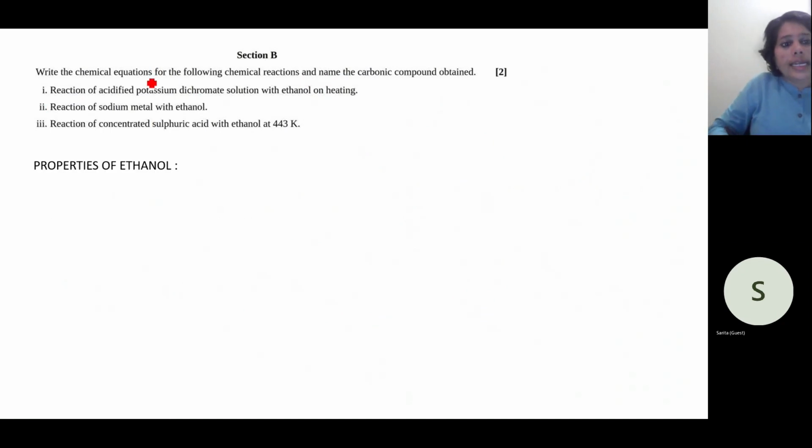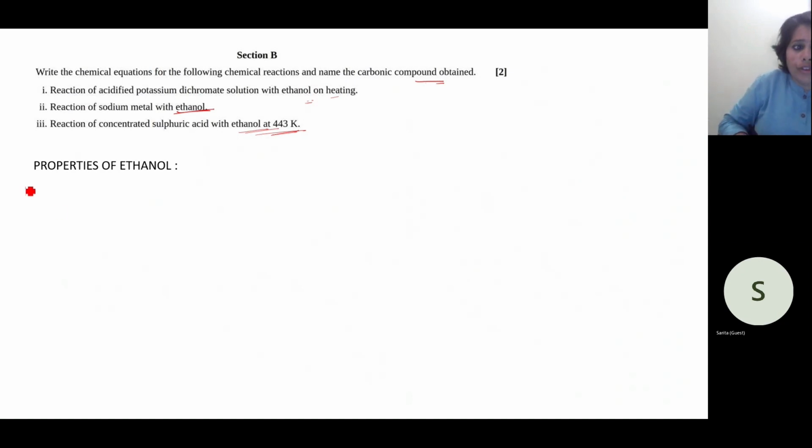Next question is, write the chemical equations for the chemical reactions and the carbon compounds obtained. First, reaction of acidified potassium dichromate solution with ethanol on heating, reaction of sodium metal with ethanol, reaction of concentrated sulfuric acid with ethanol at 443 Kelvin. So everywhere it is telling about ethanol. So we are studying here the chemical properties of ethanol. What is ethanol? It is an alcohol.